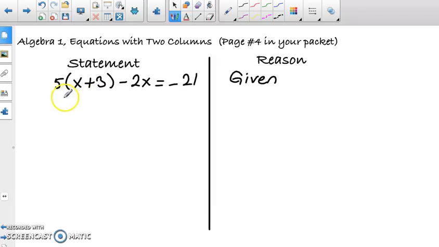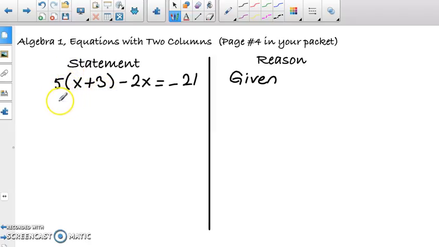When I just look at my equation, I see a parenthesis over here. So first, I need to get rid of this parenthesis. This is multiplication actually. That means 5 times the whole thing. This doesn't mean 5 times x, plus 3. That means the 5 times the whole thing.